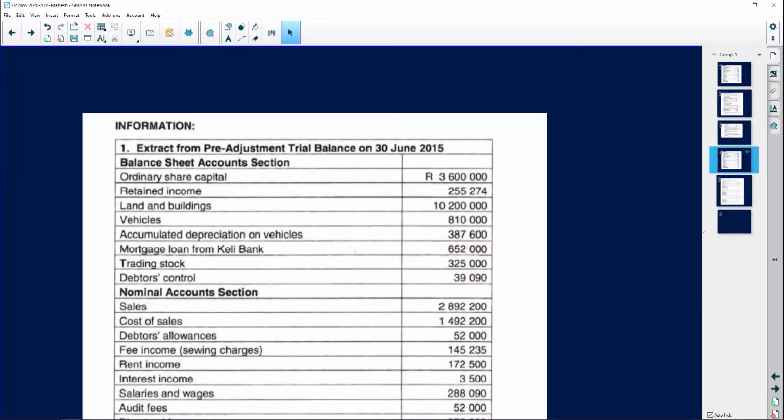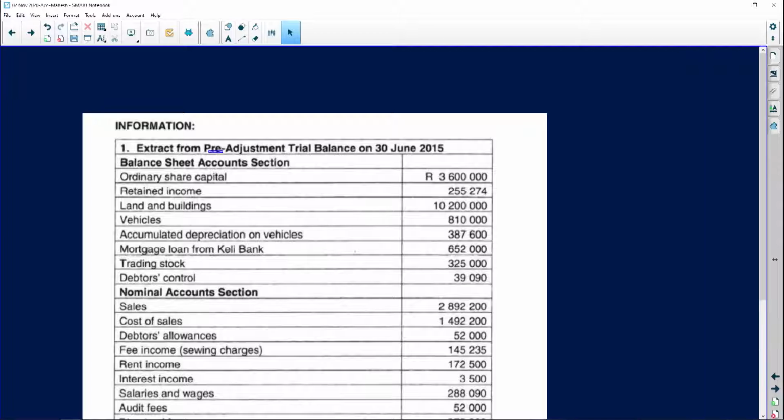Right, so looking at our information, I took this question from the Gauteng prelim exam. It was, I think, 2015. We are given an extract of the pre-adjustment trial balance. Let's just quickly get a pen out. Okay, so we've got a pre-adjustment trial balance on the 30th of June 2015. So that is obviously the end of our financial year.